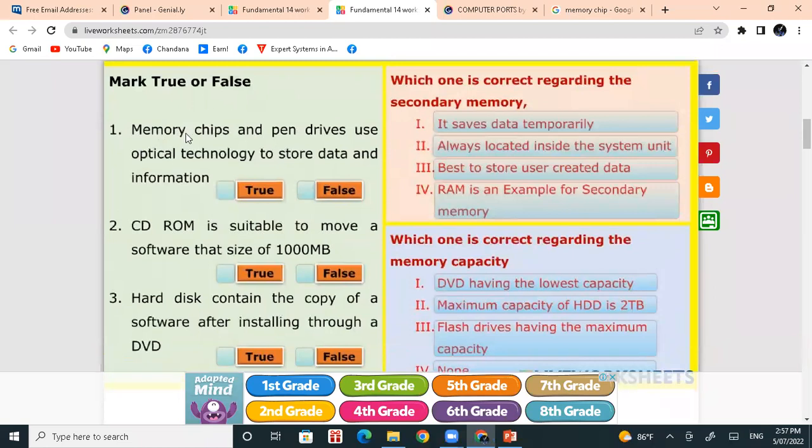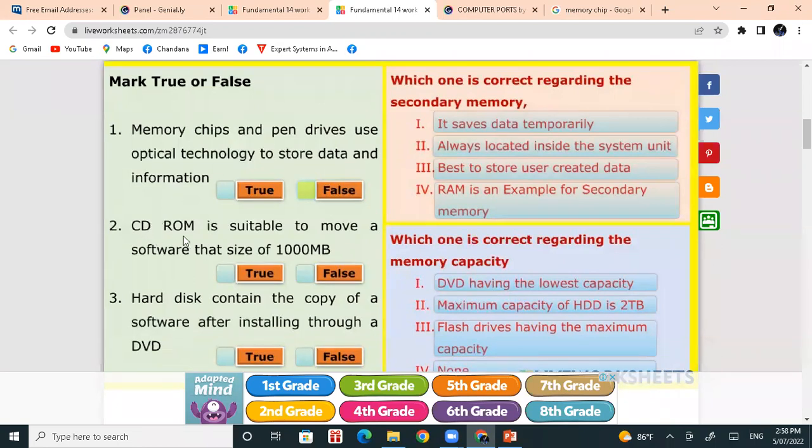Mark true or false. Memory chips and pen drives use optical technology to store data and information. It's false, sir. Yes, correct. Because memory chips and pen drives use which technology? Solid state technology. It is not the optical technology used by CDs and DVDs.